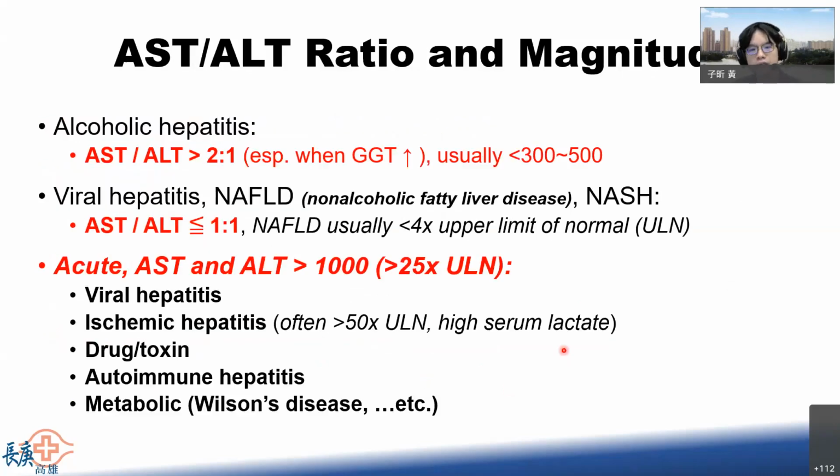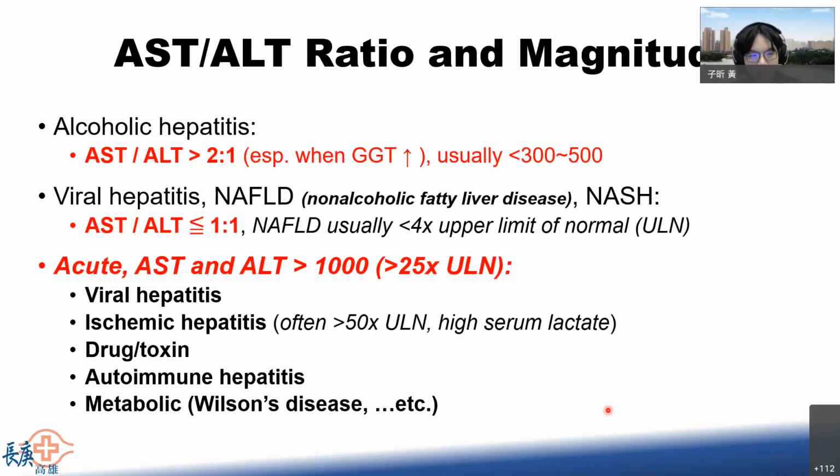Okay, so we talked about the history and we talked about some commonly known drugs. So let's talk about the values and the AST-ALT ratio and the magnitude of elevation, how you can interpret these tests and determine the etiology of the patient's disease. For example, when you talk about alcoholic hepatitis, it is usually a hepatocellular pattern. The AST-ALT is elevated, but usually in alcoholic hepatitis, the AST is more elevated than the ALT, up to a ratio of over 2 to 1.